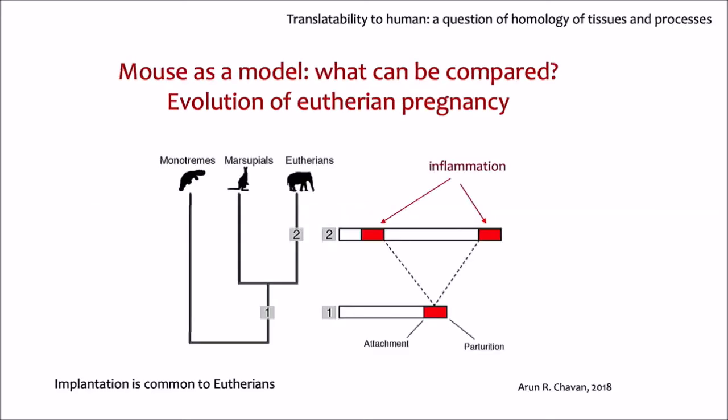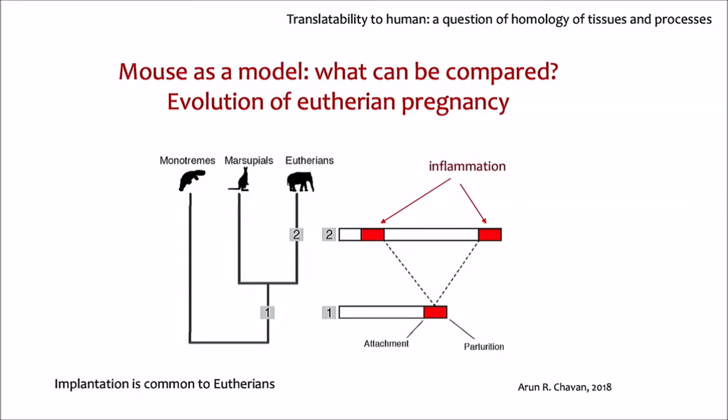All right, and the second question is about translatability between the mouse, what we find in the mouse, and what we can say about humans. And I think the translatability between models that we use for research and a different animal depends, of course, on what homology we have between the tissues in the two species, right? What can we say about that?